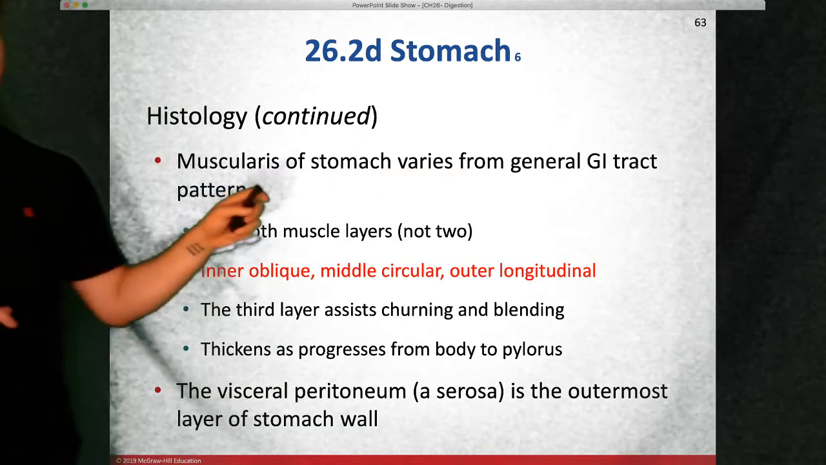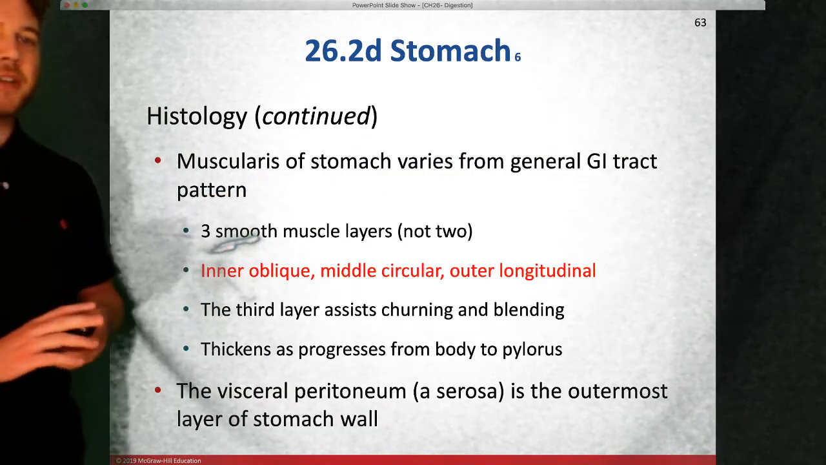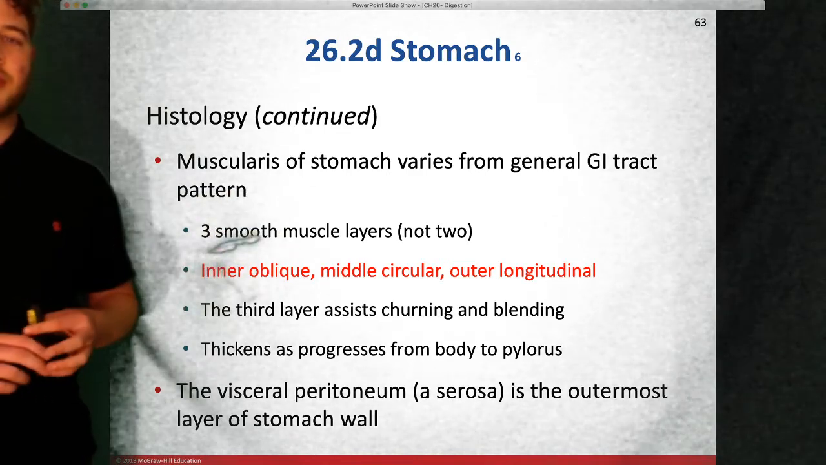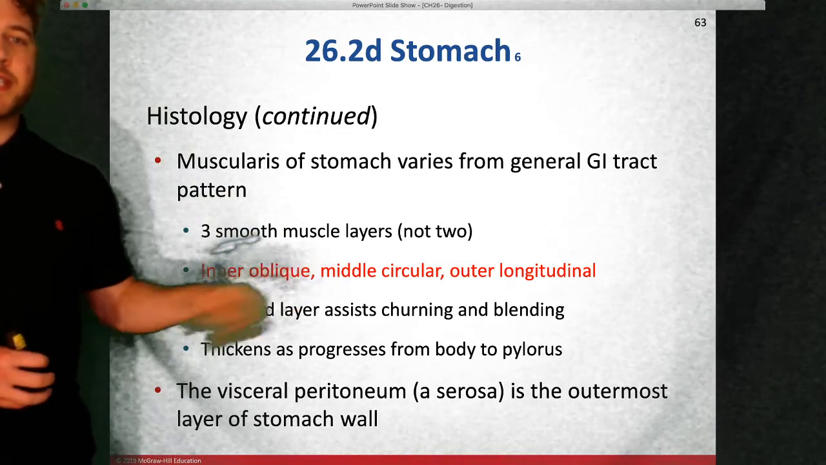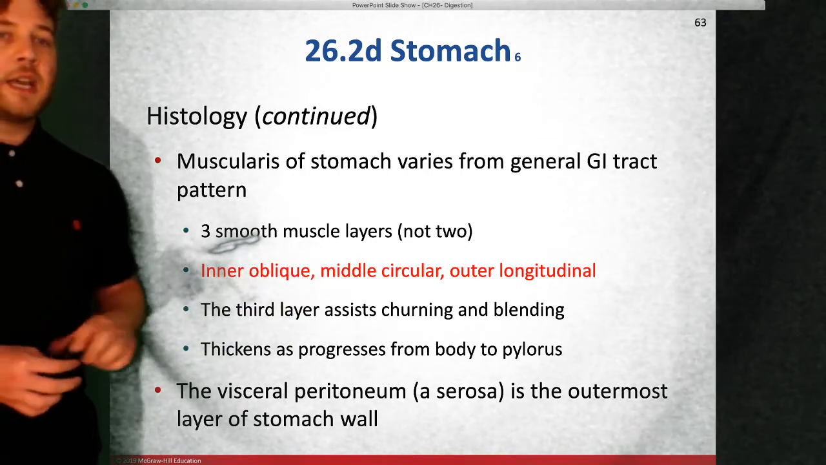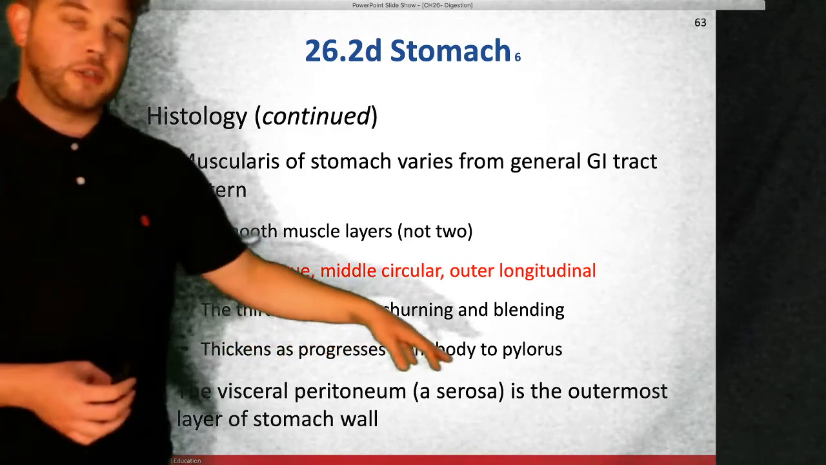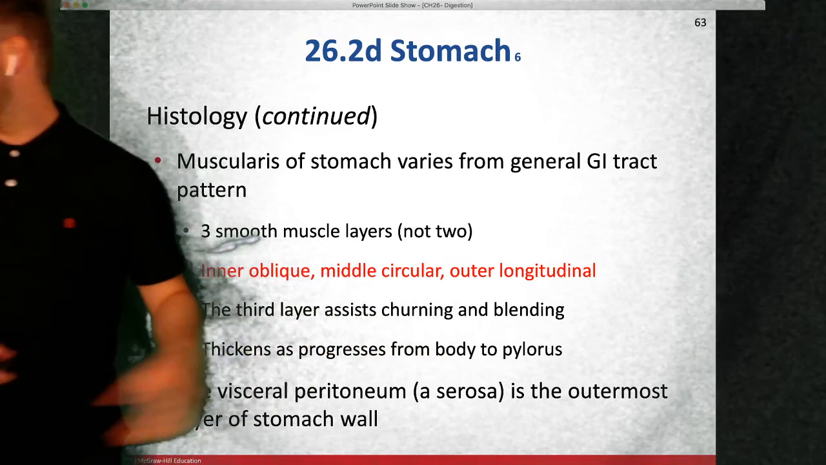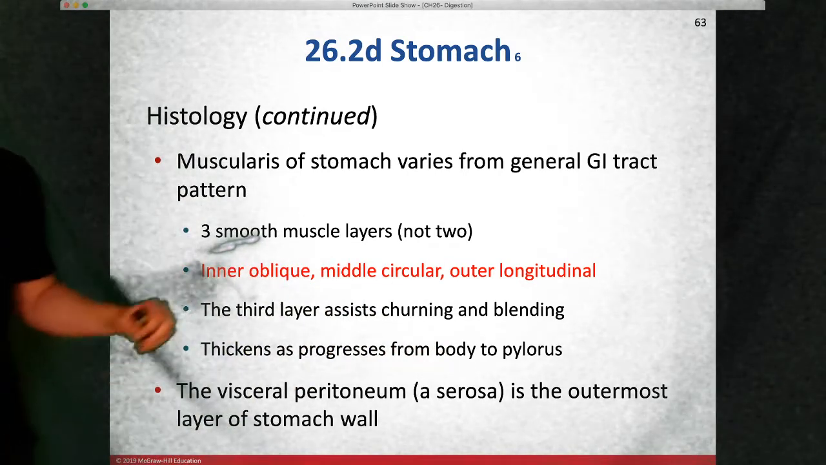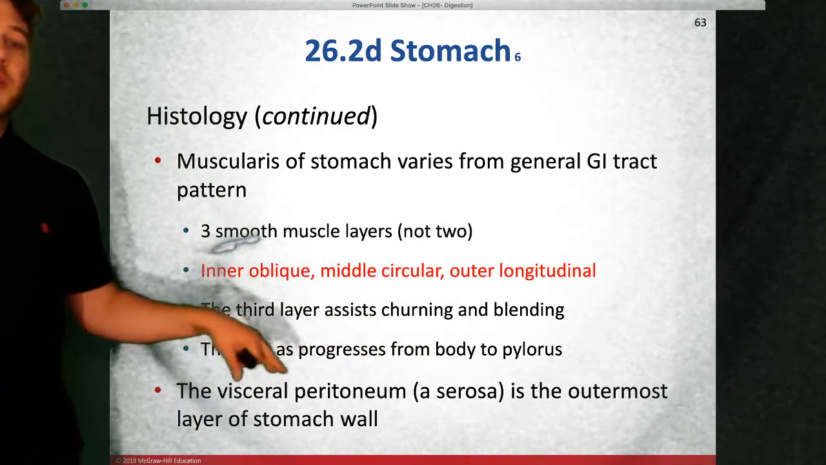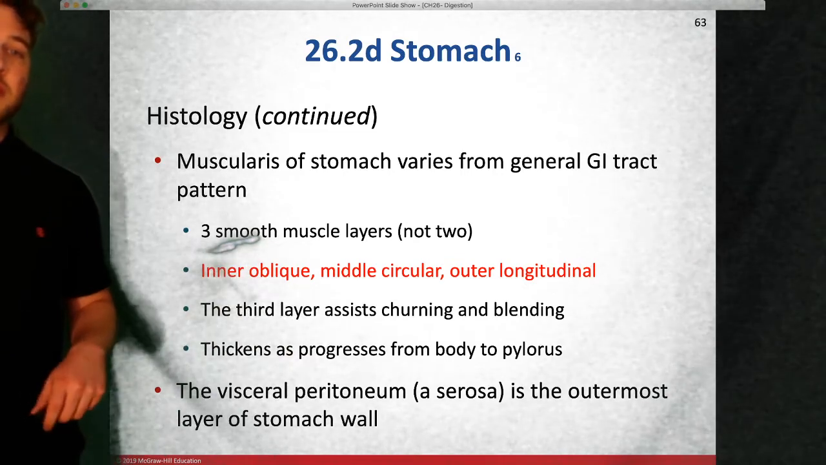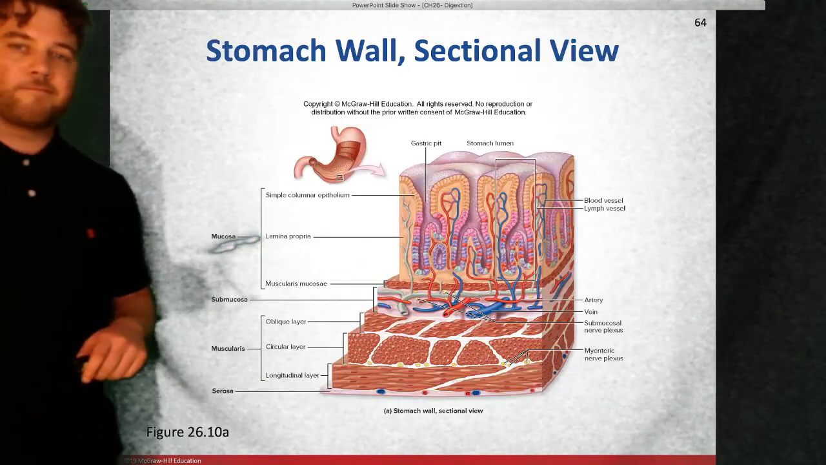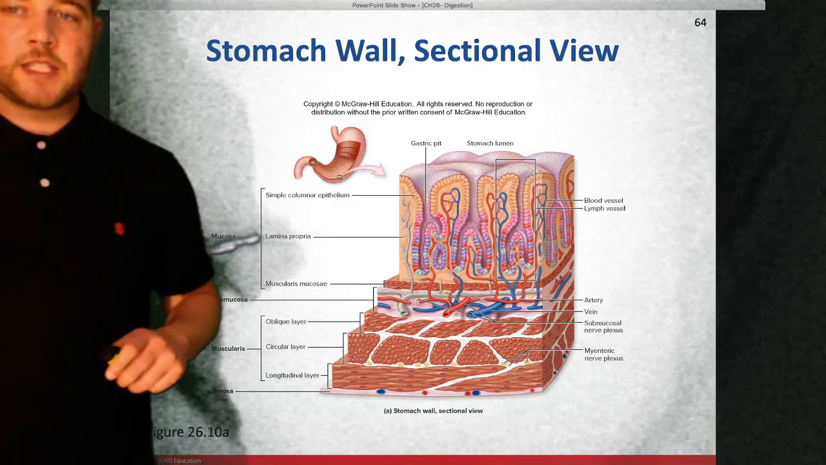On the muscularis, the stomach varies from the general GI tract pattern. You have the 3 smooth muscle layers and not the 2. That 3rd layer assists in the churning and blending. And it thickens as it goes from the body to the pylorus, so that muscularis layer is actually going to get thicker. The serosa is going to be its visceral peritoneum. Okay, there's a breakdown of it.